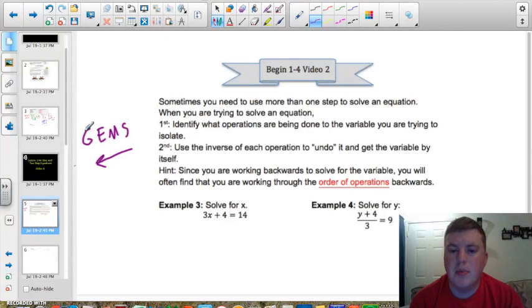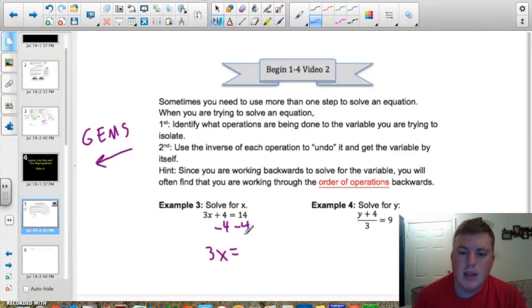Alright, so we have 2 examples we're going to go ahead and jump into. We have 3x plus 4 equals 14. So the 2 things that I am doing in this problem: I am multiplying the x by 3, and I am adding 4. If I'm going through the order of operations, I would normally do multiplying before addition, but since I'm working backwards, I need to undo that addition first. Remember, the inverse of addition is subtraction, so we want to subtract 4 from both sides. That will give us 3x is equal to 10.